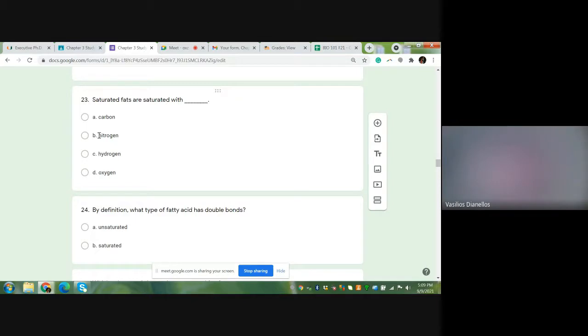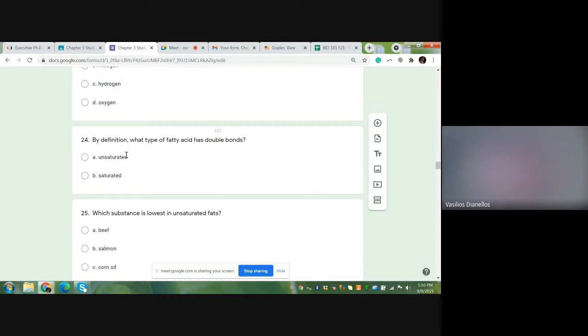24 is kind of asking the same question, just in a different way. By definition, what type of fatty acid has a double bond? It is unsaturated because you'll have a carbon double bonded to another carbon. So that right there is 2 carbons that could have had a bond to a hydrogen but don't. Therefore, it's not saturated with hydrogens. Therefore, it is unsaturated. Any questions about number 24?